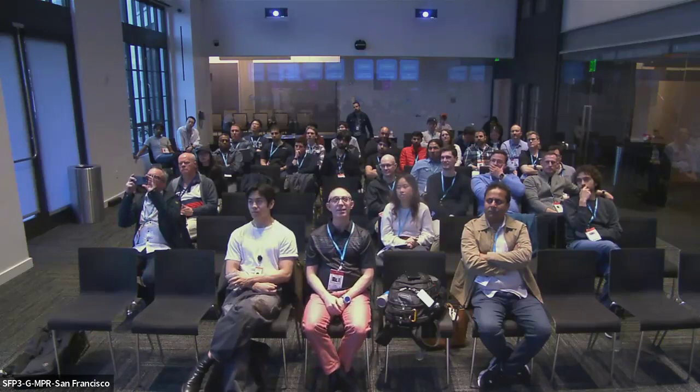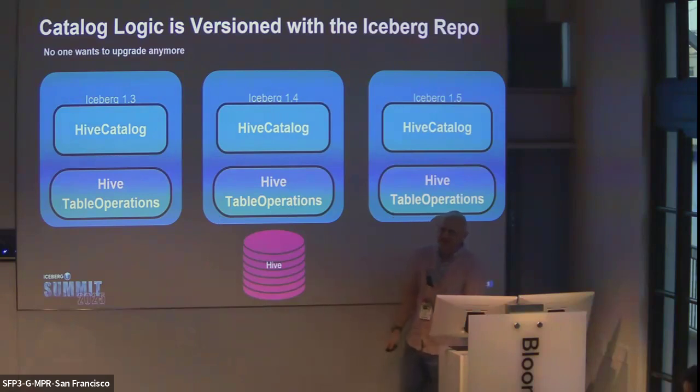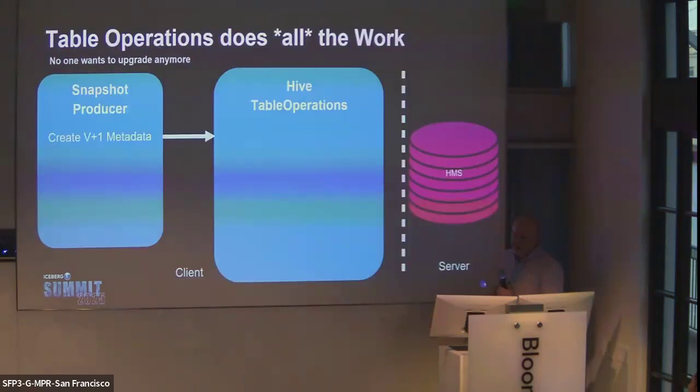So this is really dangerous because if I have a bug in Iceberg 1.3, and I would really like people to stop using Iceberg 1.3, I cannot do that because my catalog down here has no way of knowing that Iceberg 1.3 is doing this operation, because all the logic to deal with this catalog is up inside that Hive table operations bubble and not down here inside of Hive. So this is pretty scary. Now, why do I say it's so scary?